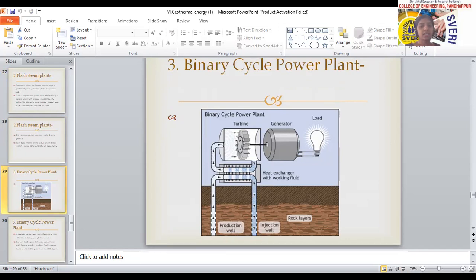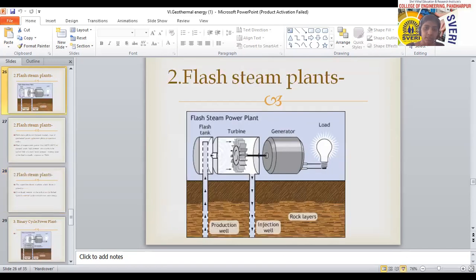Here you can see the flash steam plant. What is the difference here? A flash tank is connected. This is the only difference as compared to the dry steam plants. In the last type, the dry steam plant, only steam is collected to run the turbine. In the case of flash steam plants, water is pumped upwards into the flash tank.